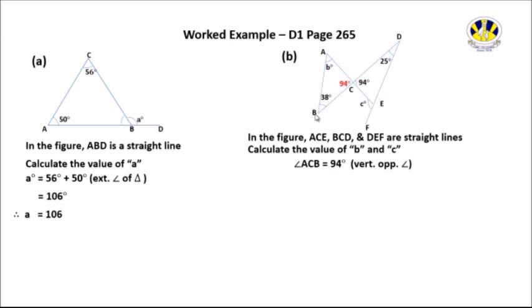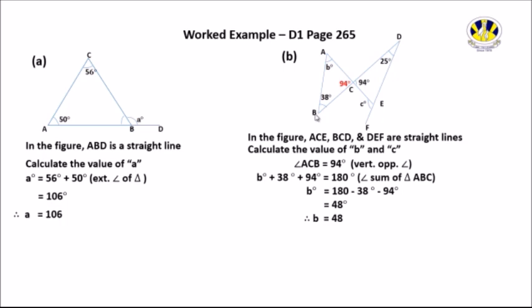Now considering the triangle ABC, we know that B plus 38 degrees plus 94 degrees is equal to 180 degrees. The reason: angle sum of triangle ABC. So we know that B is equal to 180 degrees minus 38 degrees minus 94 degrees, we get 48. So B is equal to 48.